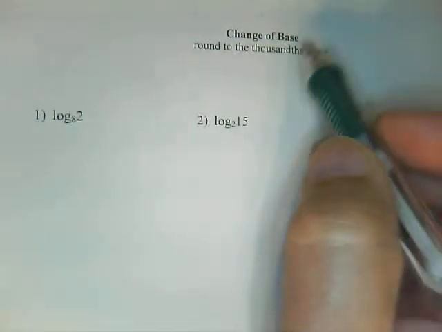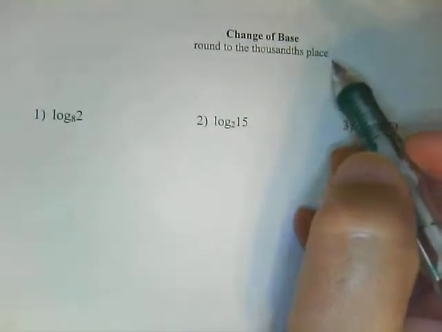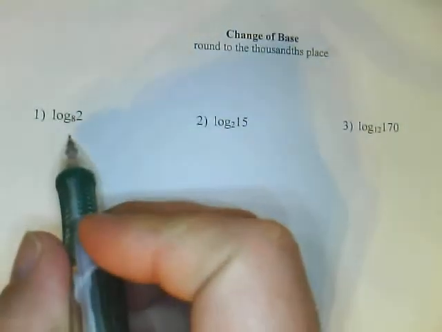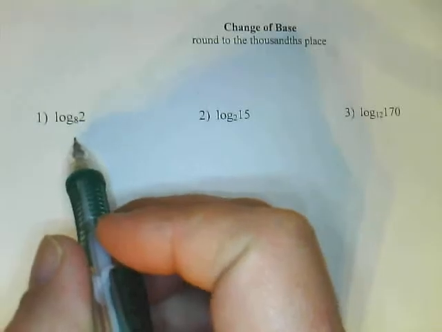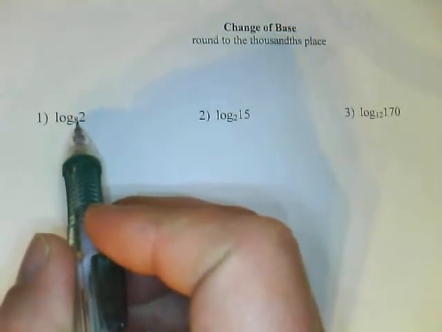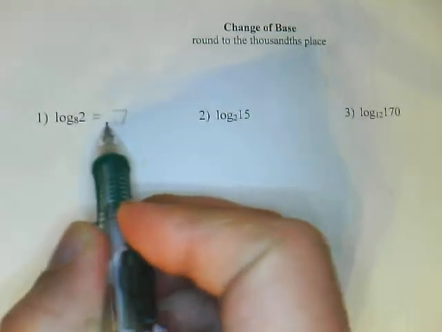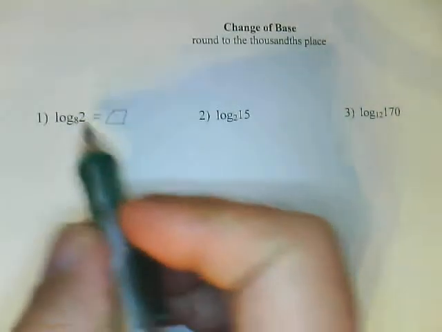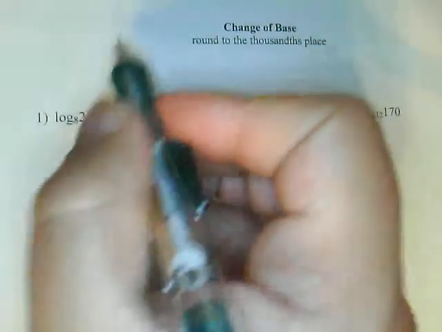Alright, this is called the change of base. We're going to round it off to the thousands place. But before we actually get started, I want to get a rough idea what these things mean. This means 8 to the something power gives me 2. And before I actually get into the computation, I want to try some things out.